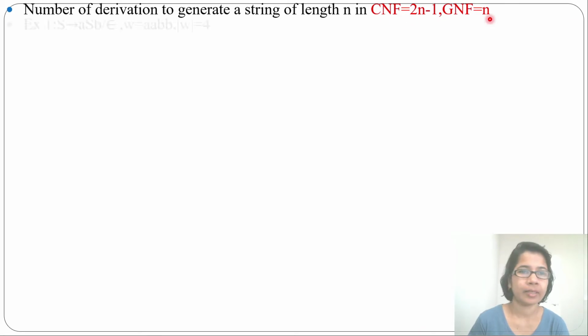Let's see through an example. Here S tends to ASB or epsilon. A grammar is given and the string is AABB. Here the length of the string is 4. Let's find the CNF and GNF for this.